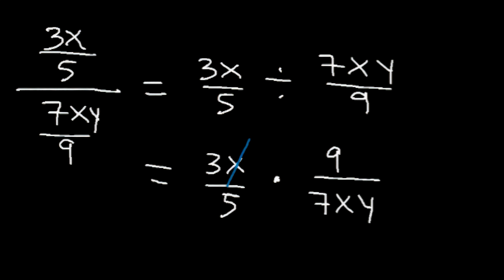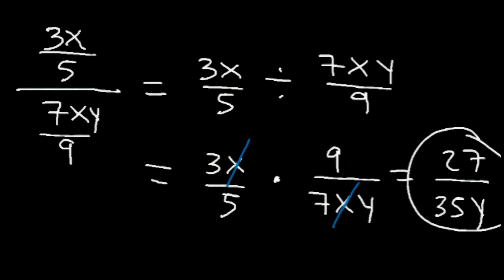So we can cancel x, and then we have to multiply across. 3 times 9 is 27. 5 times 7 is 35. So this is the answer, 27 over 35y.